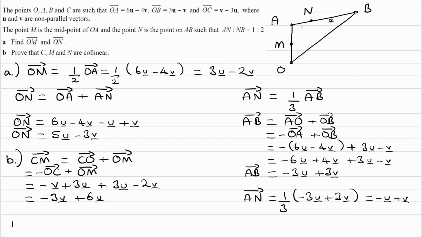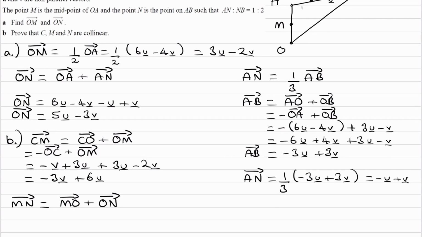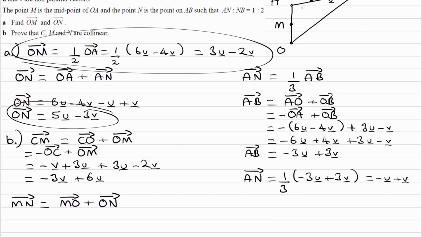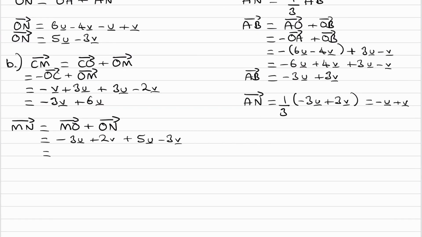Now for MN, MN is M to the origin plus ON. I've picked those two because we have them. We have what MO is, it's the negative of OM, and then we have what ON is as well. So this is equal to the negative of OM, which is minus 3u plus 2v, and then add ON, which was 5u minus 3v, and this will end up being 2u minus v.